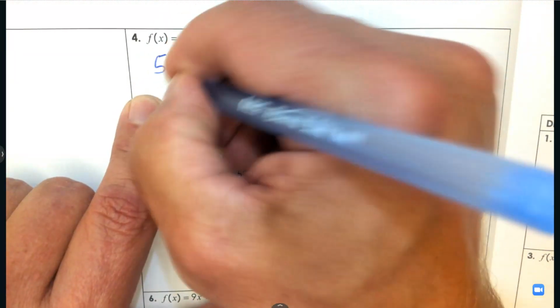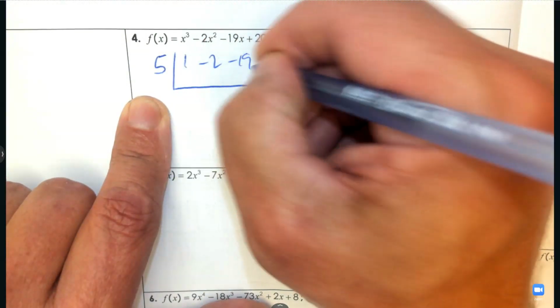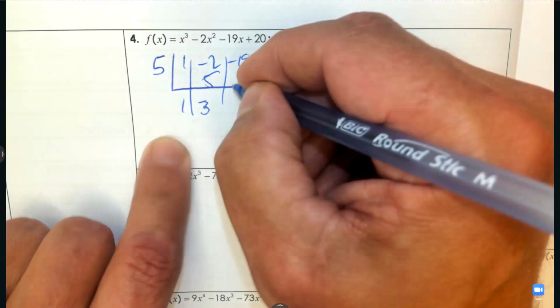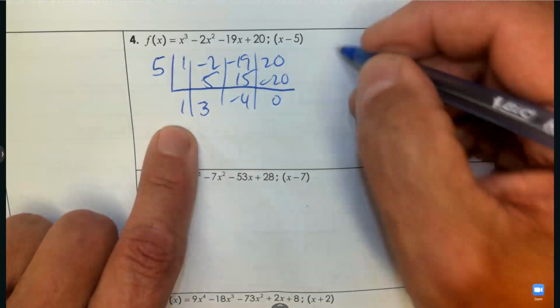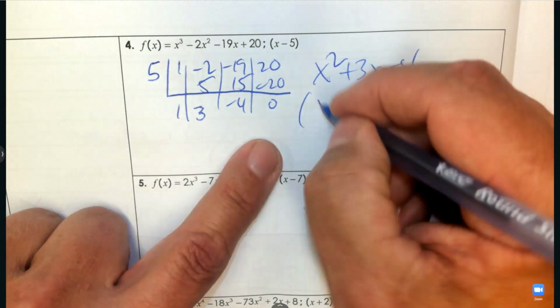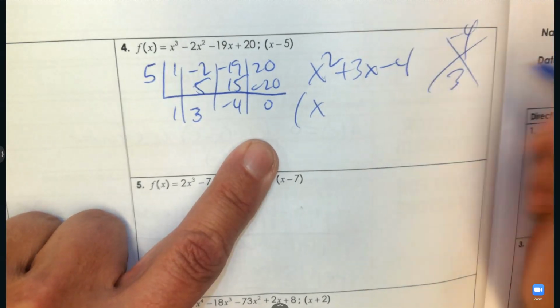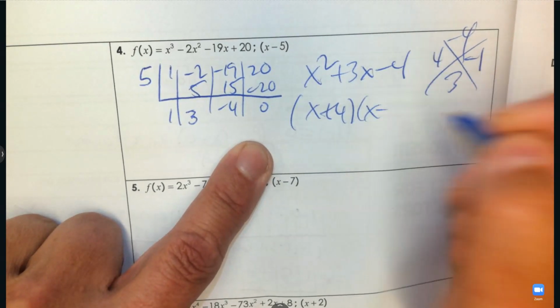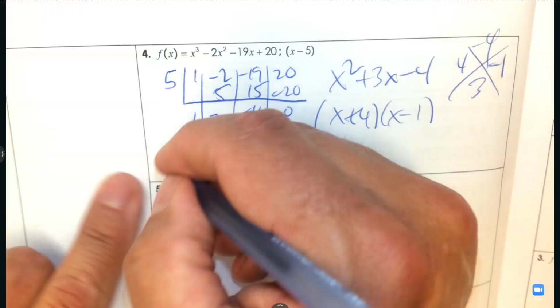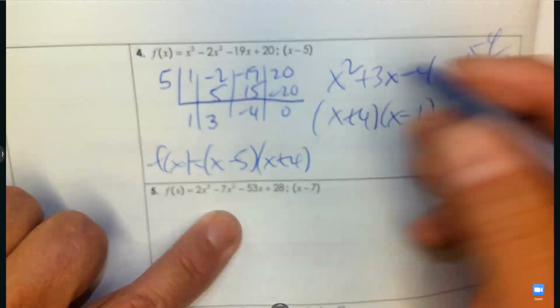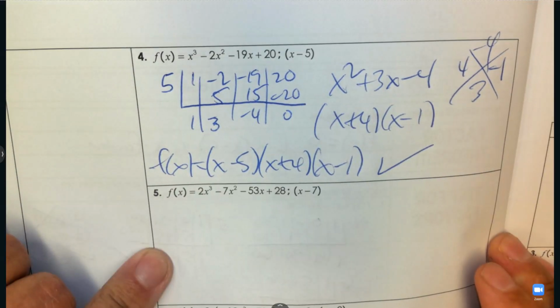So again, we're going to take the 0 and divide, and we're going to see that the remainder is 0. And then what's left over is 1x squared plus 3x minus 4. What two numbers multiply to negative 4 and add to 3? Positive 4 and negative 1. And then if I put it all together, the first factor is x minus 5, then x plus 4, then x minus 1, and you factored it.